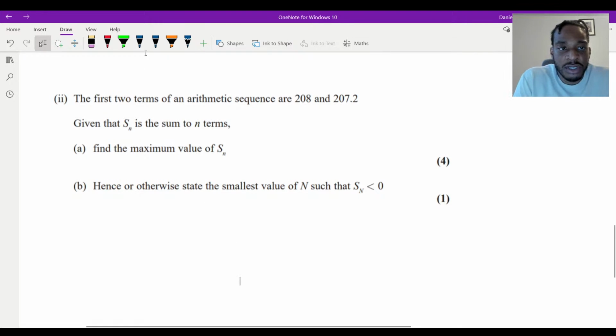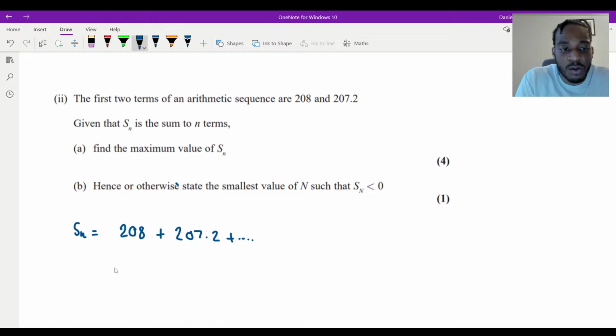So, for example, what's happening here? Let's look at the pattern of the sequence. We've got 208, that's the first term. And then if I want to figure out Sn, I'm going to add on the next one, which is going to be 207.2, and so on and so forth. Now, what do we know here? We can see that our first term is A, 208. And the common difference D, this is going down by 0.8, so it's going to be minus 0.8.